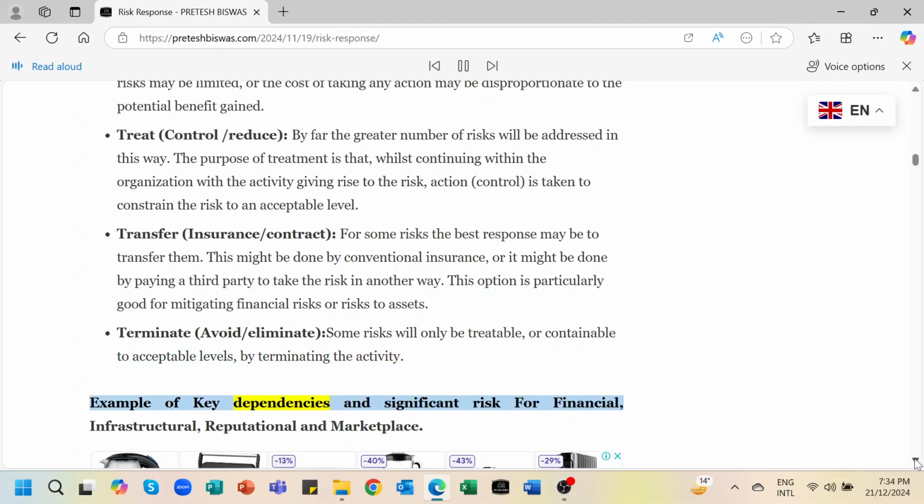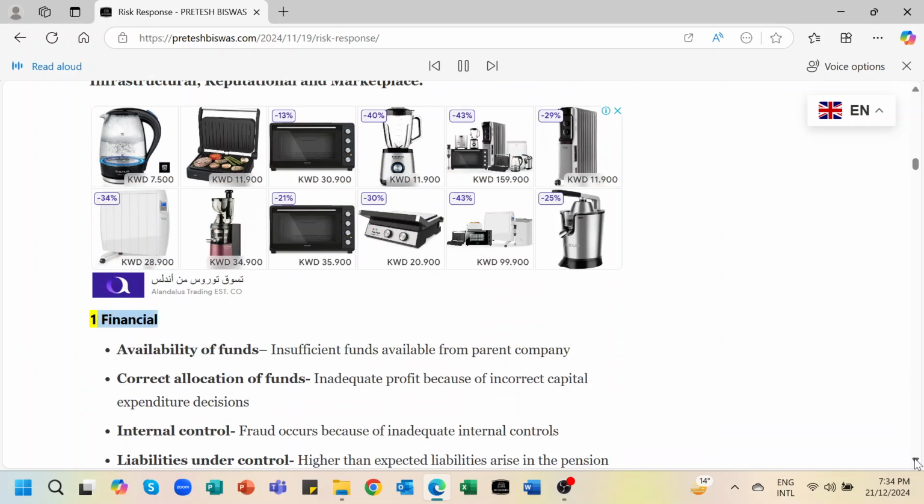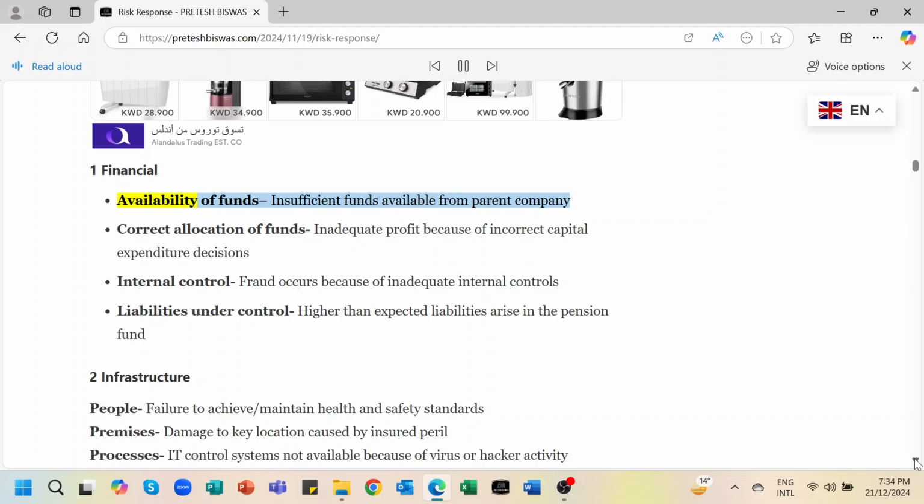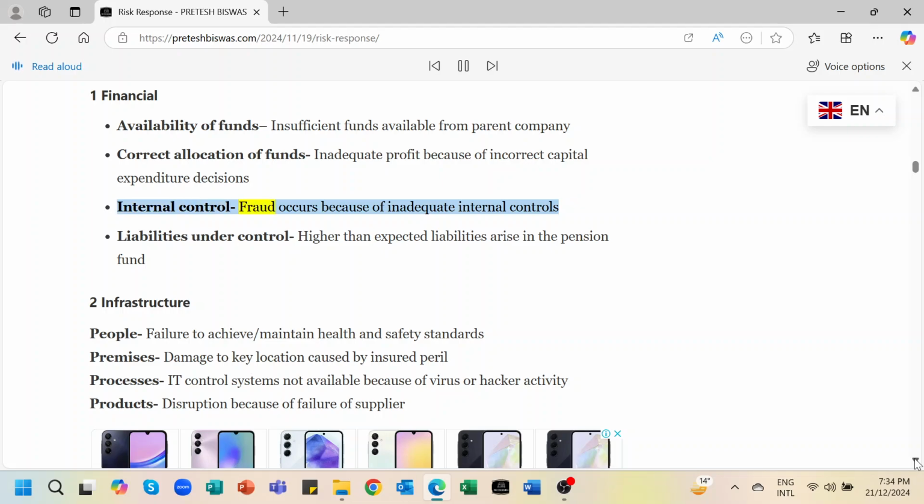Example of key dependencies and significant risk for financial, infrastructural, reputational, and marketplace. 1. Financial. Availability of funds: insufficient funds available from parent company. Correct allocation of funds: inadequate profit because of incorrect capital expenditure decisions. Internal control: fraud occurs because of inadequate internal controls. Liabilities under control: higher than expected liabilities arise in the pension fund.